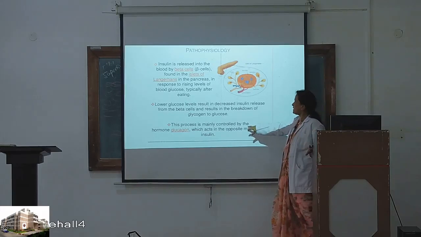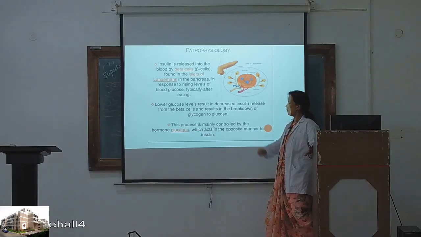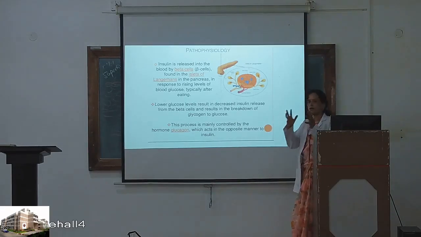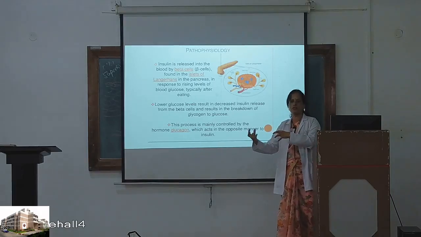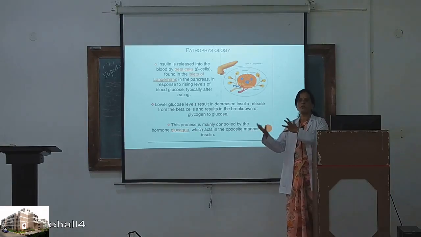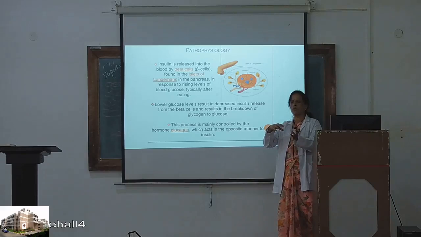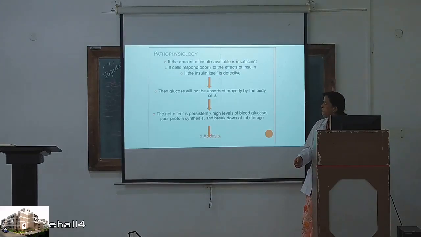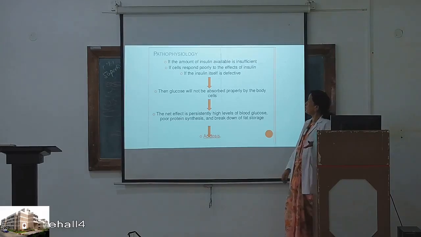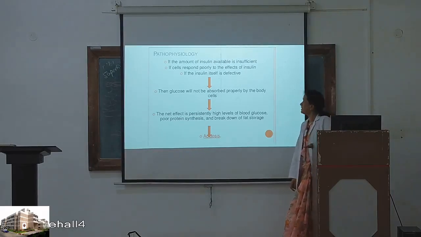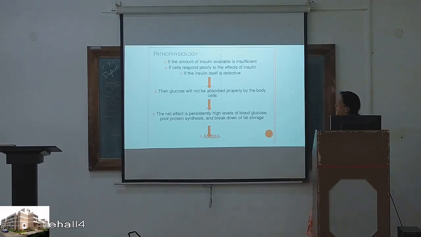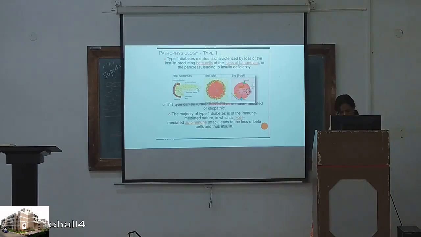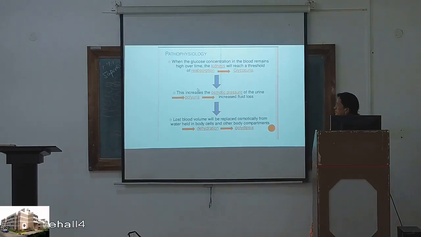Then this process is mainly controlled by the hormone glucagon. Glucagon, we know, has an opposite action. That is, the glucagon action on glucose is opposite to that of insulin. So the amount of insulin available is insufficient if the cells respond poorly to the effects of insulin. It is insufficient.